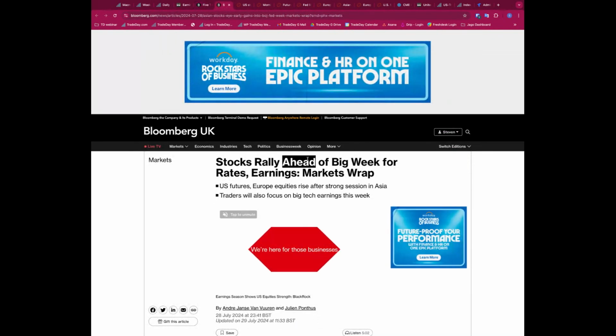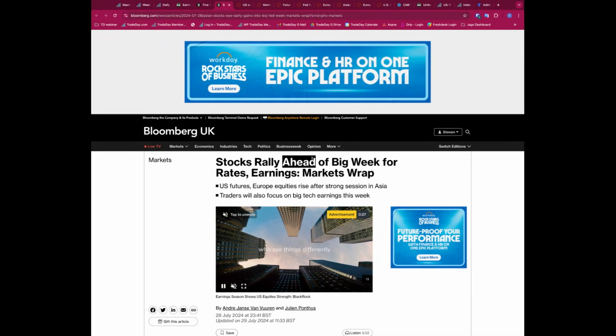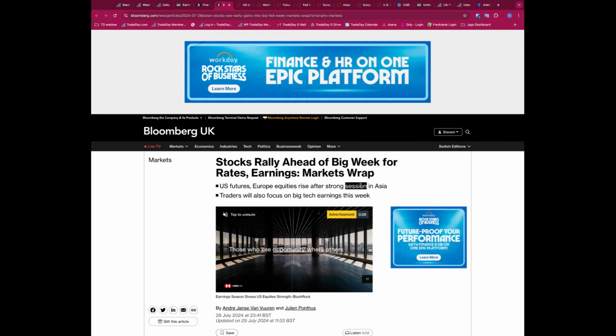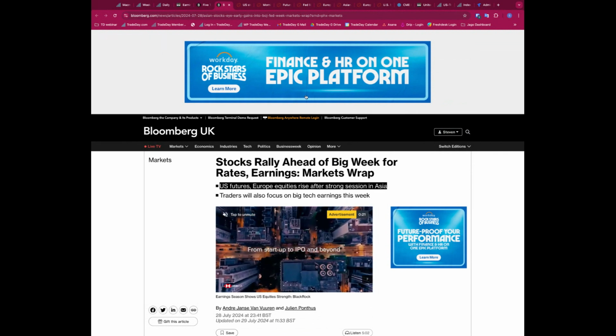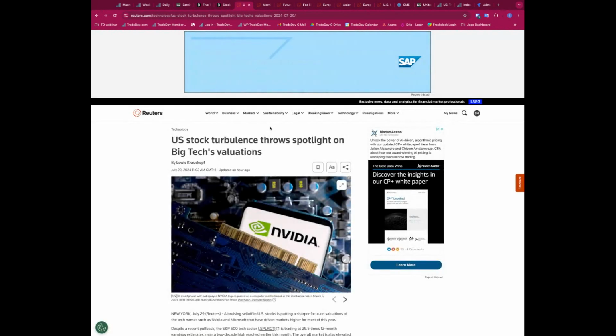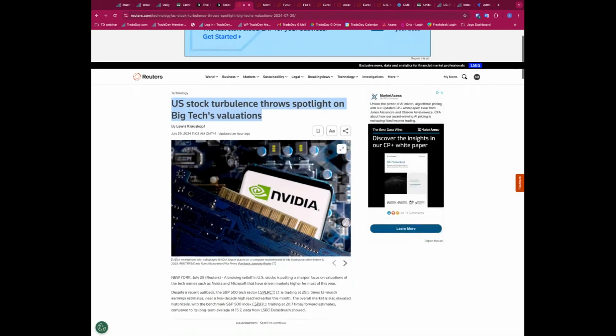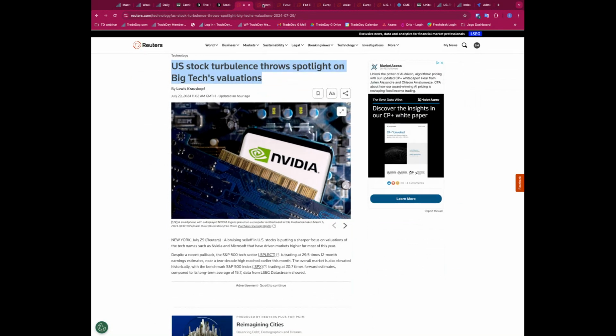So stocks are slightly up in here this morning on the US futures. European equity futures are doing well after Asian stocks, we'll come to that shortly, did well on the overnights. And focusing on everything we've mentioned: US stock turbulence throws spotlight on big tech valuations. So big tech is really in focus. It's going to be really important.